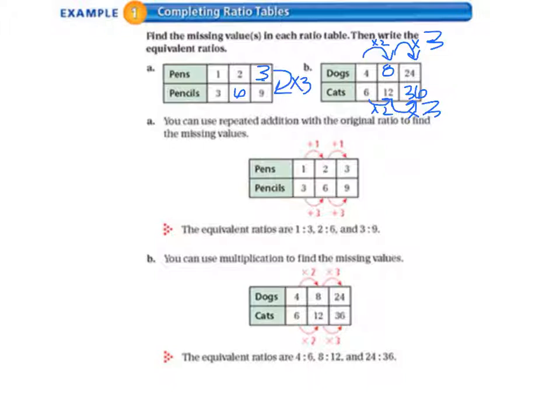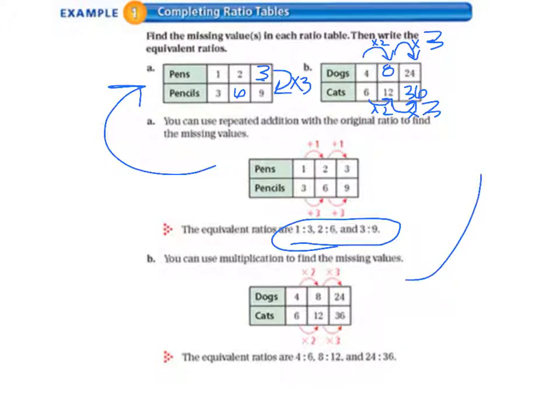Letter A says, we go back to letter A, you can also use repeated addition with the original ratio to find the missing values, which is true as well. The equivalent ratios are 1 to 3, 2 to 6, and 3 to 9. And if we look back at letter B, it tells us we can use multiplication, which is what we did. So the equivalent ratios are 4 to 6, 8 to 12, and 24 to 36.